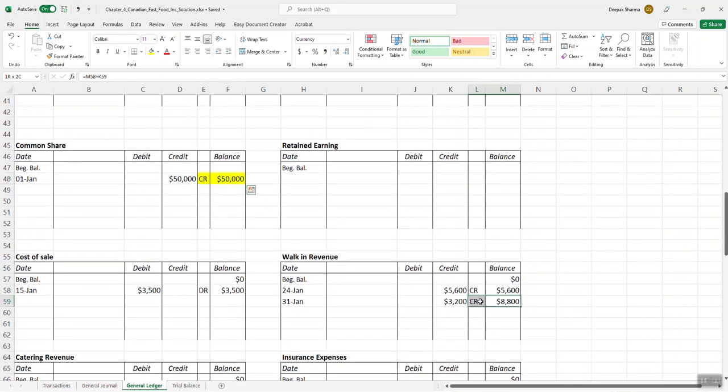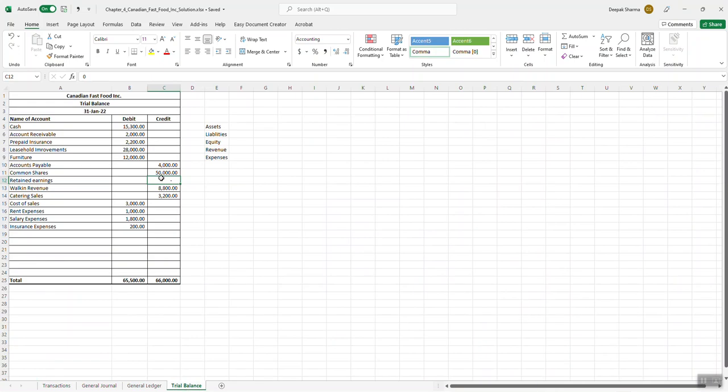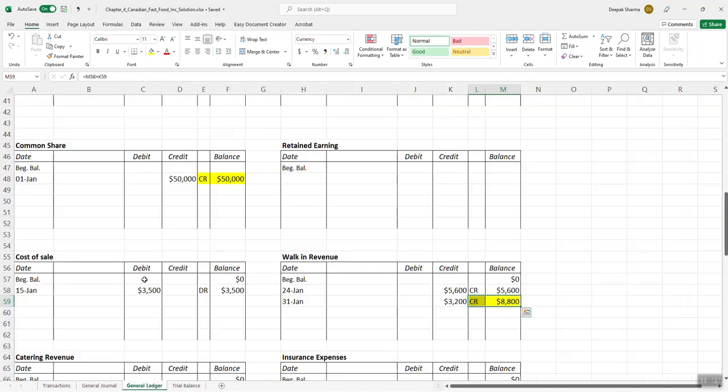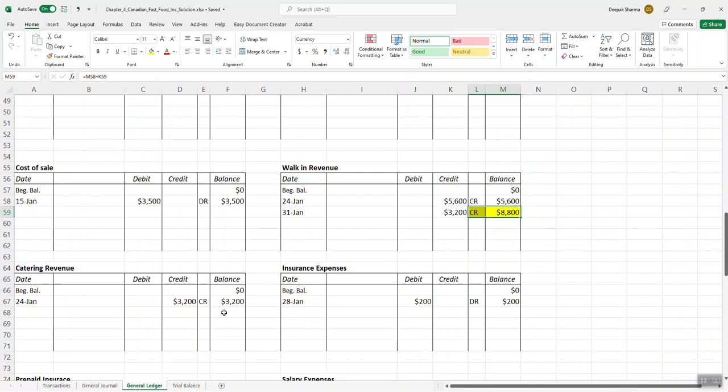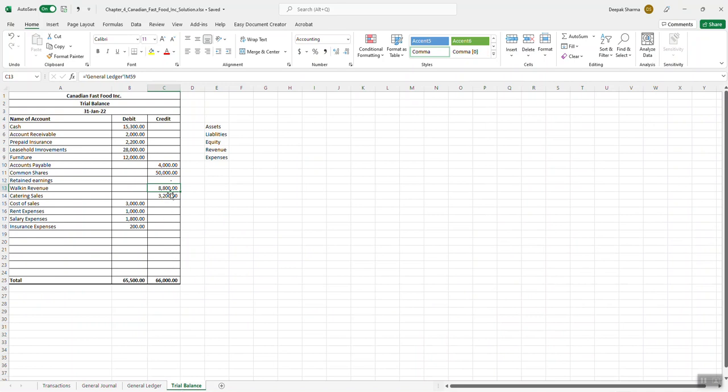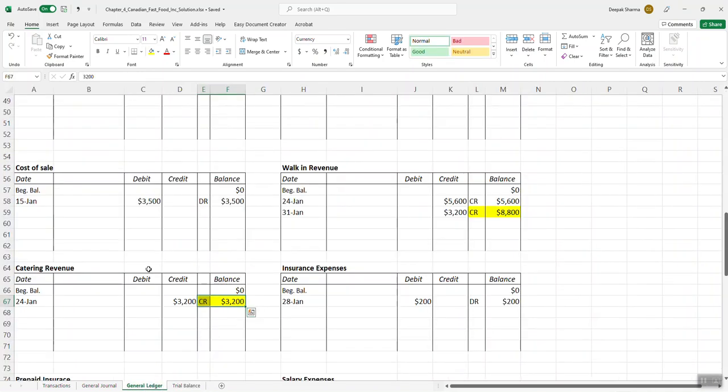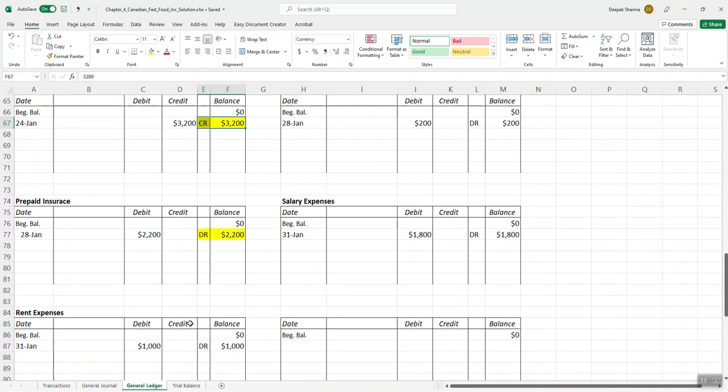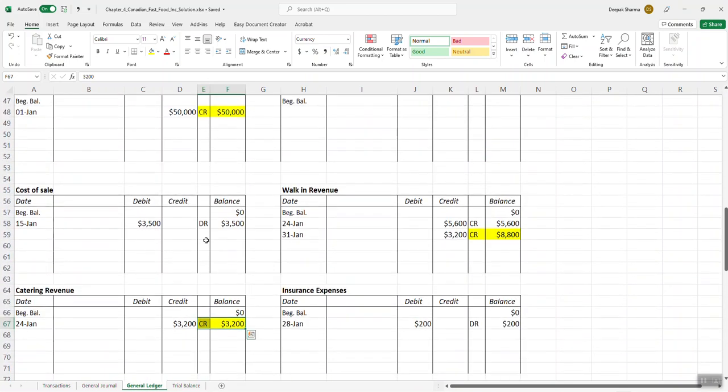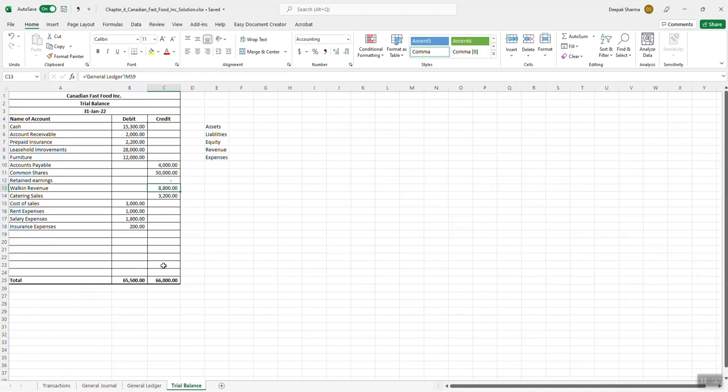Then you go into the revenue. Walk-in revenue is 8,800. You put walk-in revenue 8,800. Then the next revenue account we have is catering revenue, and that's 3,200 credit side. Then we have cost of sale, which is 3,500. So we're going to correct that because that was something that I corrected after. So we change this to 3,500.